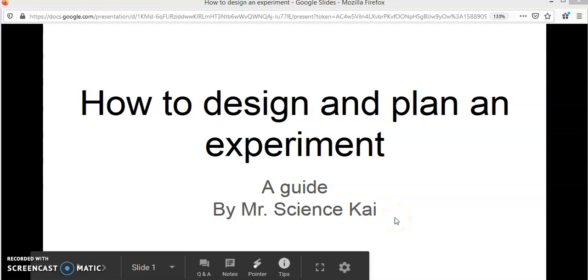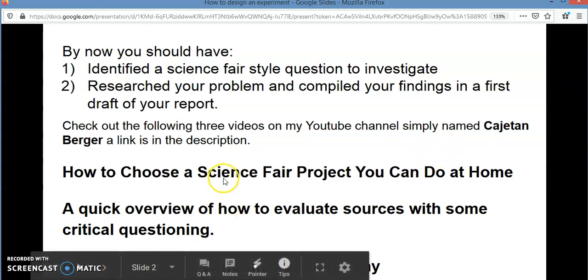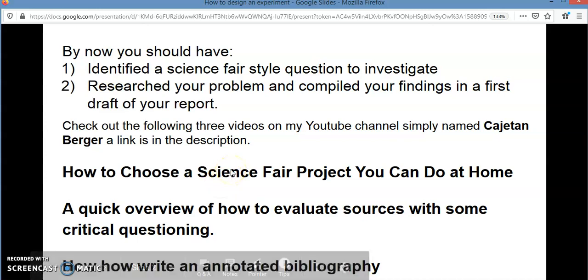Hello everybody, Mr. Science Guy here, and today we're going to look at how to design and plan an experiment that you can use in your science fair project. By now, you should have identified a science fair style question that you want to investigate, and you should have researched that by using the internet and other sources, compiling your findings in a first draft of a report.